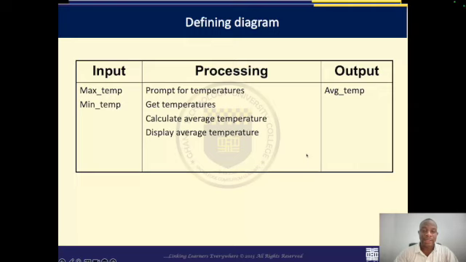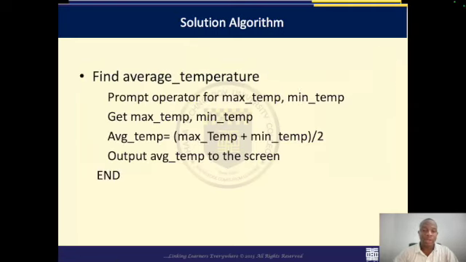Let us write this algorithm using pseudocode. Using pseudocode, we first have to write a name for our algorithm. So the name is average temperature, and then we need to bring the keyword end to mark the end of our algorithm. And then now let us use our keywords. So we are asked to prompt. So we use the keyword prompt. And what are we prompting for? We are prompting for maximum temperature and then minimum temperature.